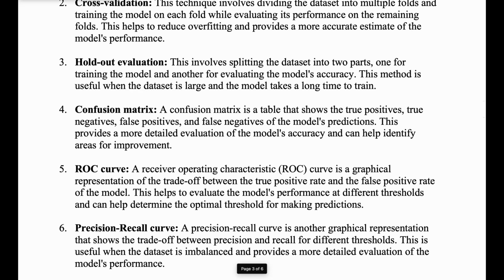Fourth one is the confusion matrix. Friends, a confusion matrix is a table that shows the true positives, true negatives, false positives, and false negatives of the model's predictions.